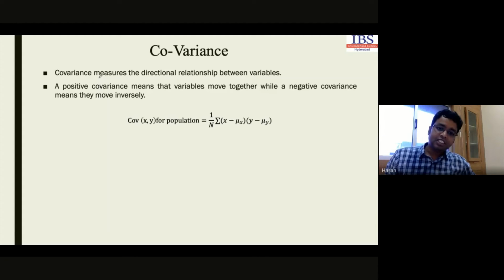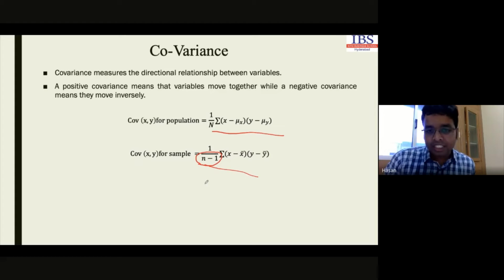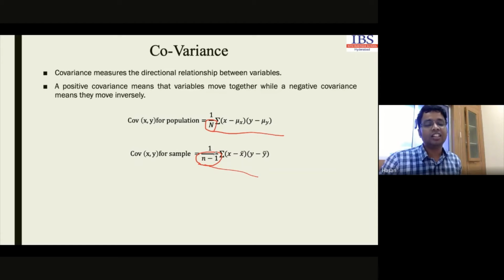This is the formula for covariance when we consider the population, and this will be the formula when we consider the sample. Same as in the case of variance or standard deviation, when we use a sample, we use n minus 1 as the degrees of freedom. In case of population it is n. Why n minus 1? The sample size is smaller, and to avoid the bias, we use n minus 1. So this is the formula.